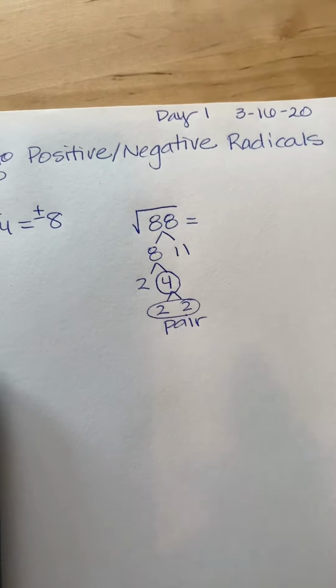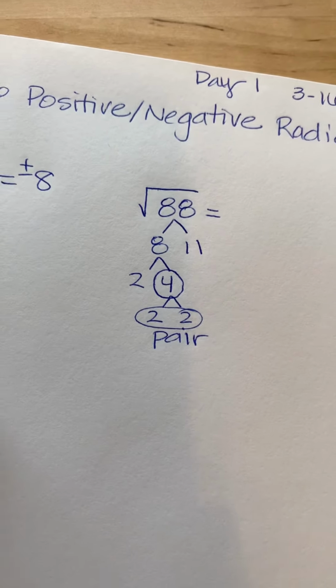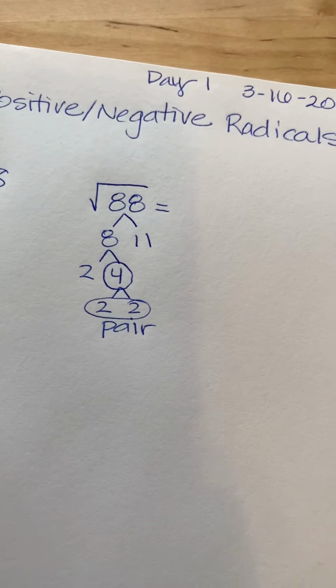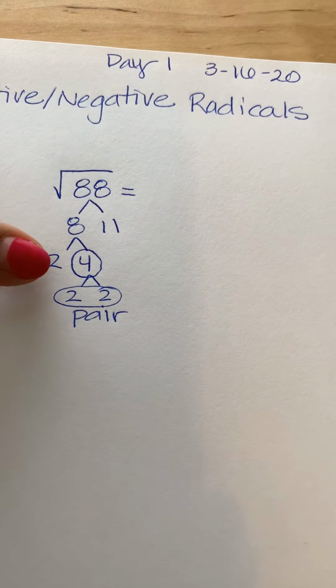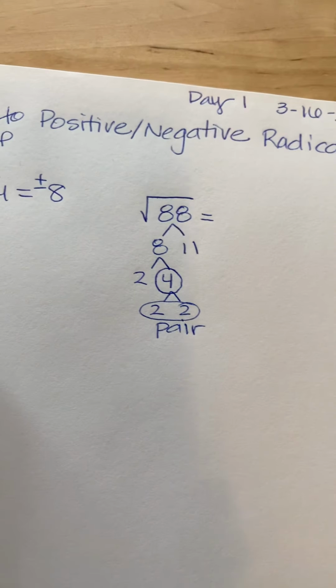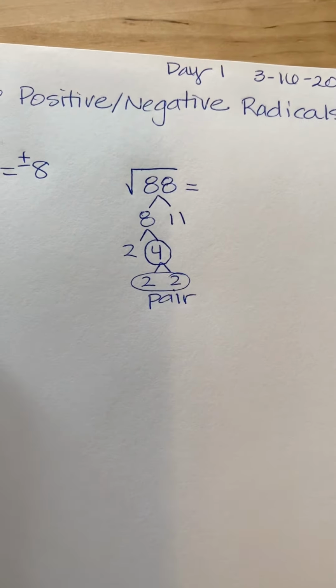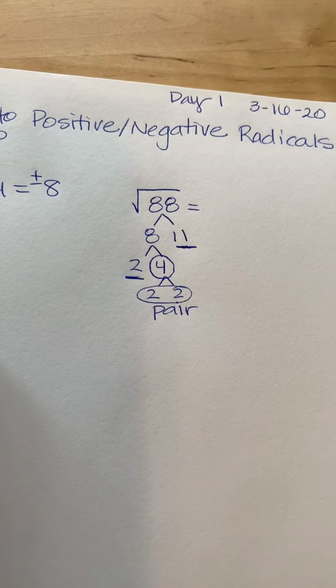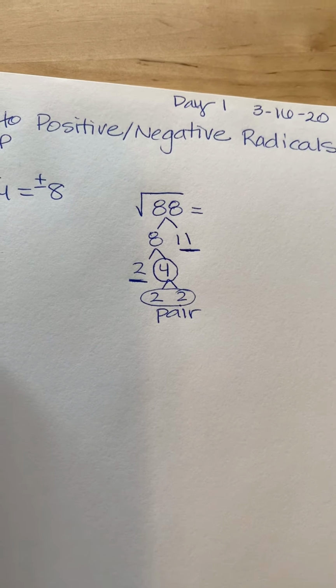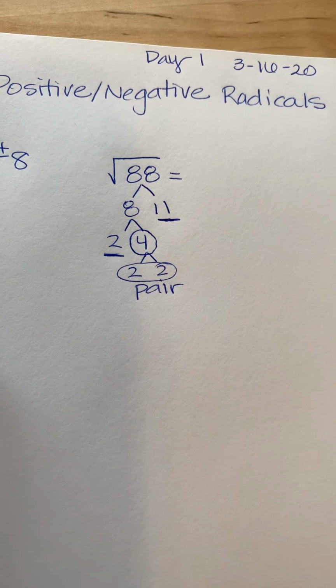So if you're going to use a factor tree, be aware, either break it down completely to the primes and look for pairs, or if you can identify a perfect square, you know the square root of 4 is 2. Okay, so you can do it that way as well. All right, these are your pairing numbers. Your non-pairing numbers are 2 and 11. They do not have a partner, they don't have a pair, so they are not allowed to come out as an integer, because they're not a perfect square.